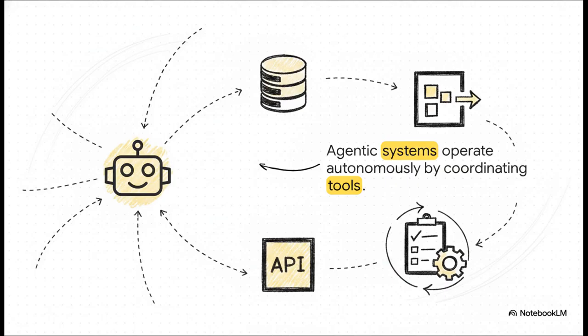So instead of just summarizing some text, an agentic system might independently decide to write a SQL query, execute it against your local database, read the resulting data, and then automatically draft and email a summary report to your team. The agent is actually making decisions, coordinating external tools, and adjusting its behavior based on the responses it gets to autonomously complete multi-step goals. It's pretty incredible.